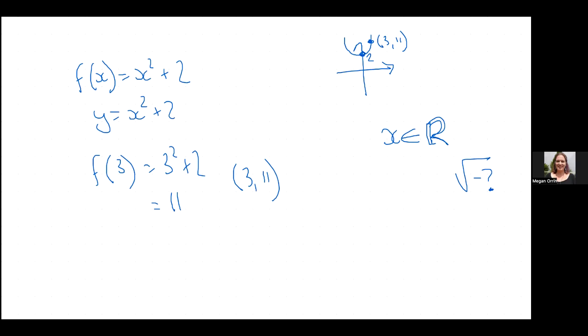Sometimes though, you will be told that x is less than or equal to 3. You're going to have restrictions on your functions. So you need to take that into account, especially when we're graphing.